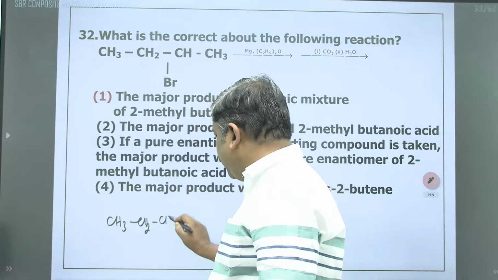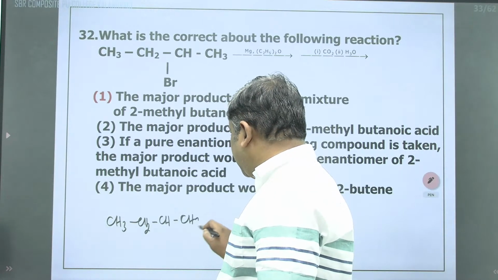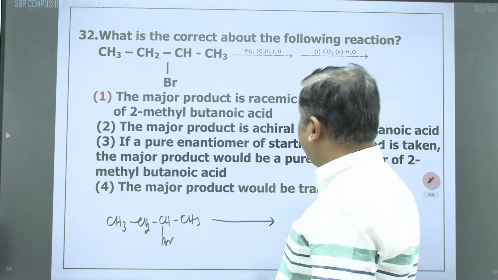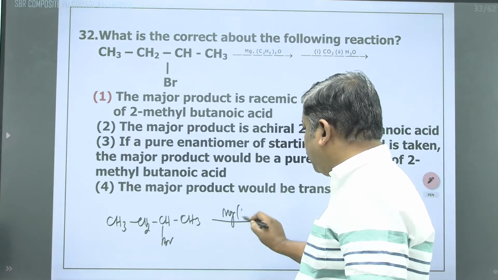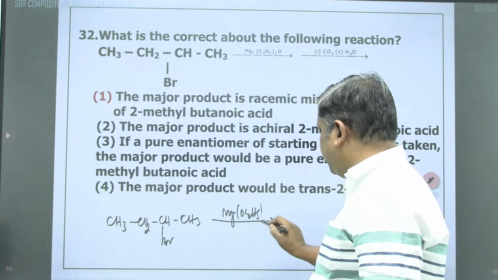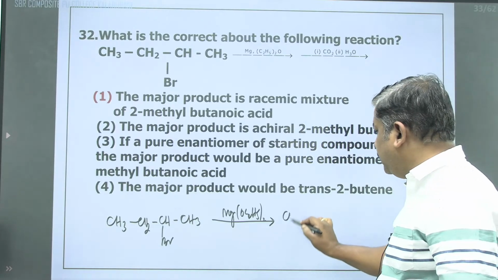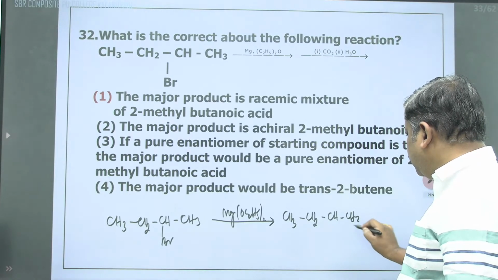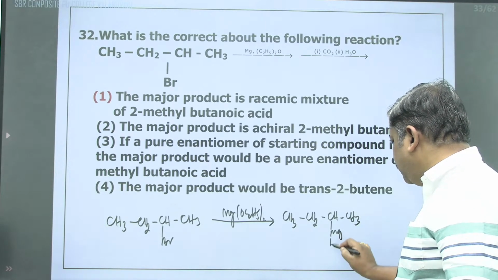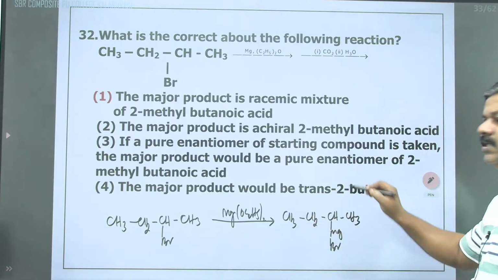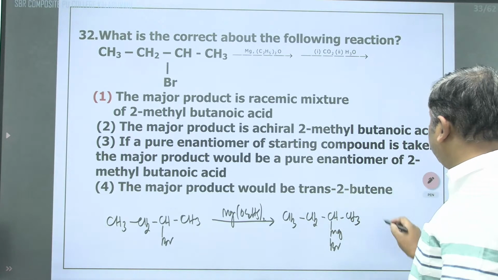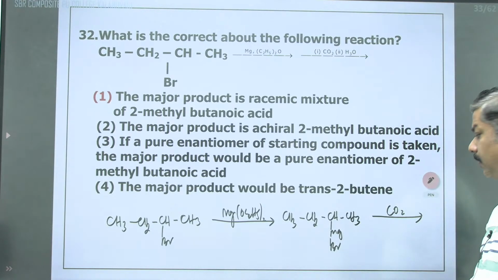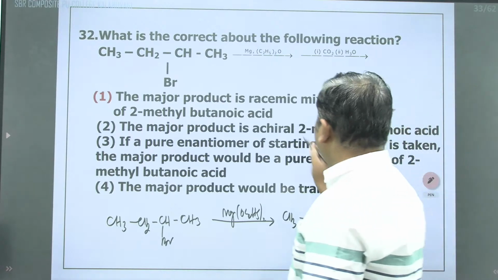CH3, CH2, next one CH and CH3. It is a 2-bromobutane compound. First, it is treated with what reagent? Magnesium is there. Whenever this compound is treated with magnesium, the main compound produced here is CH3, CH2, CH, CH3, with Mg and Br. This is commonly called a Grignard reagent. When this Grignard reagent combines with carbon dioxide, you have studied the preparation of carboxylic acid by using Grignard reagent.